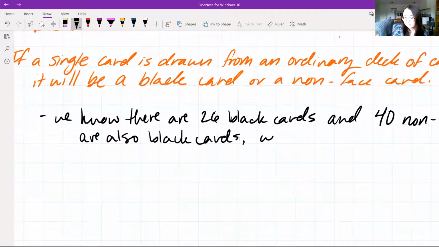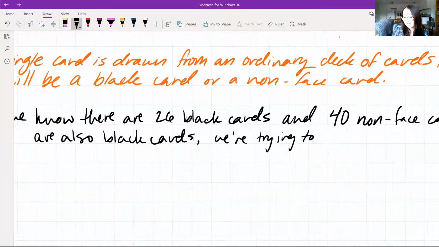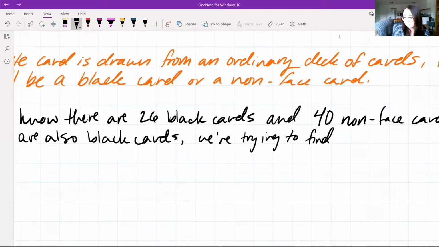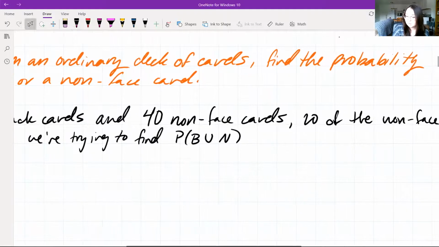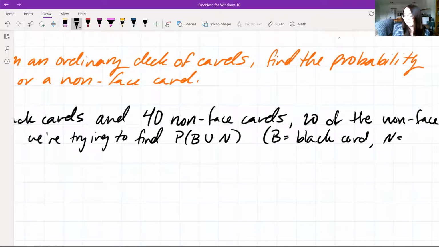So we're trying to find the probability of a black card or a non-face card. Let's call it N. So we're going to say B is equal to a black card and N is a non-face card.